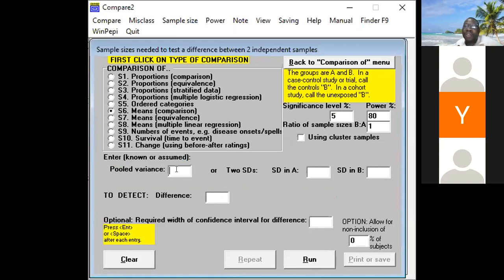What is your pooled variance? 14.45. I've done it. Then what of group? What is the difference? The standard deviation, no, you don't need it. Once you have already put the pooled variance, what is the difference you want to detect?